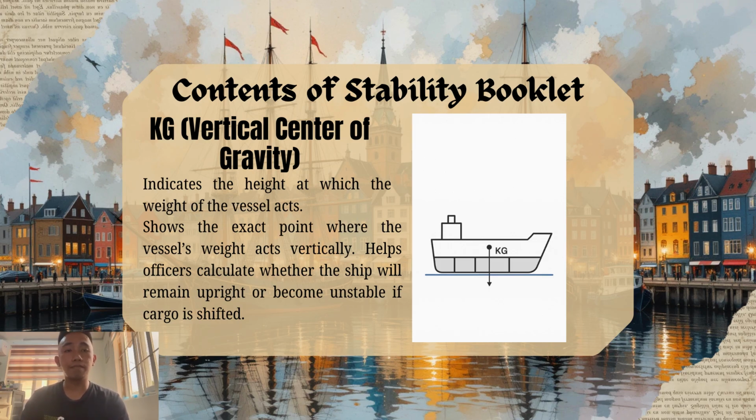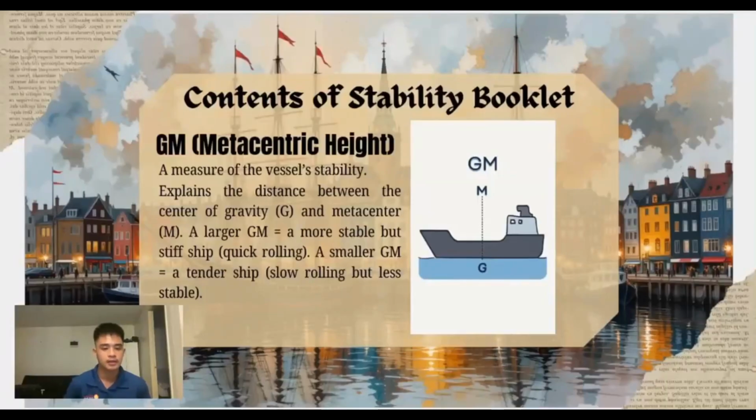Contents of the stability booklet: GM, or metacentric height, a measure of the vessel's stability explained by the distance between the center of gravity, or G, and the metacenter, or M. A larger GM means a more stable but stiff ship with quick rolling. A smaller GM means a tender ship with slow rolling but less stable.